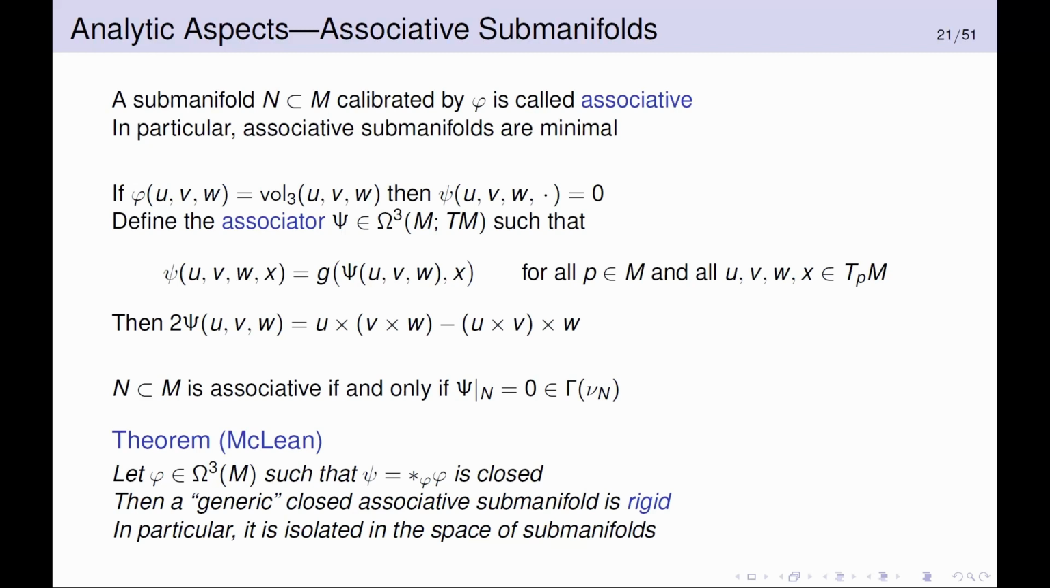A generic, in scary quotes, closed associative submanifold is rigid, which means you cannot deform it. There's only one that's isolated. And the only thing you can hope for is if you move the G2 structure a bit, that this associative submanifold deforms with the G2 structure. Now, generic looks like it was a nice word, but in fact here it only means that the kernel of a differential operator that has a chance of being invertible is actually zero. But you are in a very specific geometric setting, so maybe it's not generic at all when this happens.